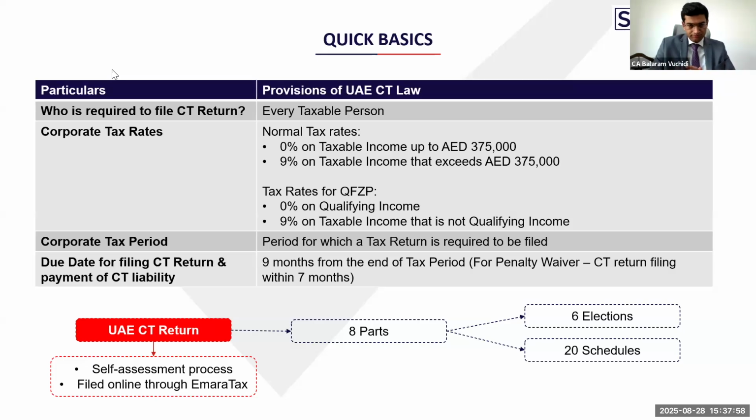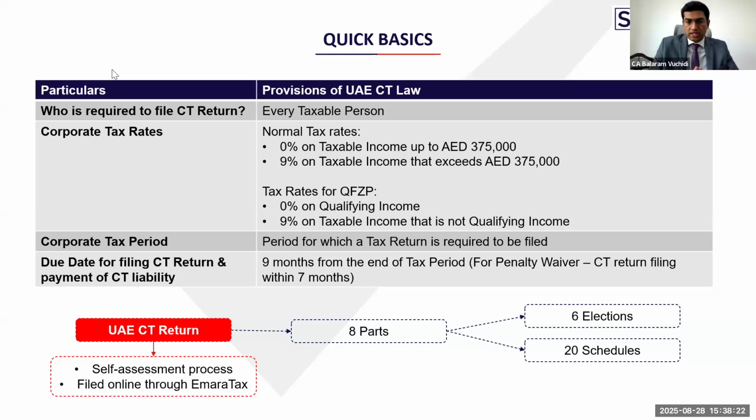As I mentioned, the CT return form has got 8 parts in it, which we have gone through in our last webinar. In these 8 forms, we have 20 schedules which are relevant based on the business that you have. Some of the schedules may be applicable or relevant, and some may not be relevant based on your business.